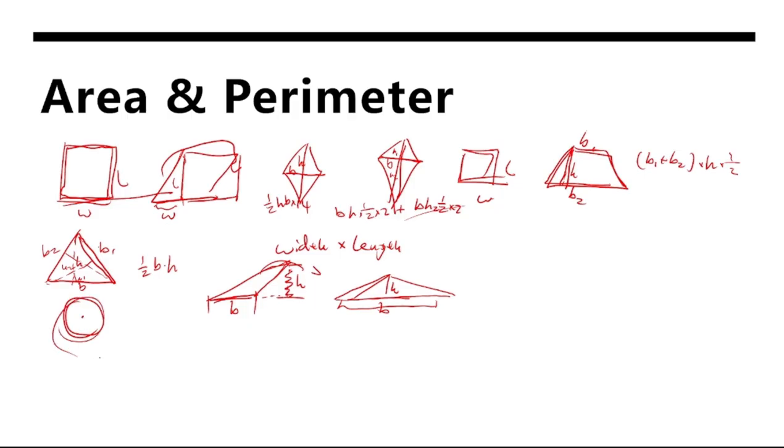Now circles. You don't need to know diameter for 0580, so you just need to know circle with radius r. The area of the whole circle is pi r squared.